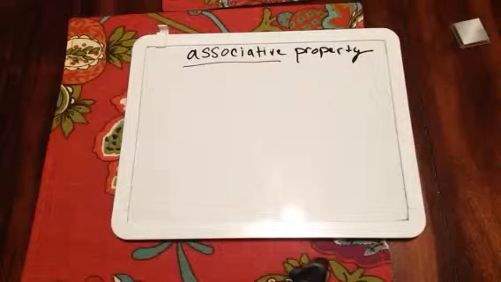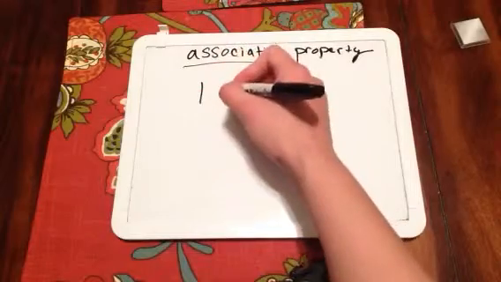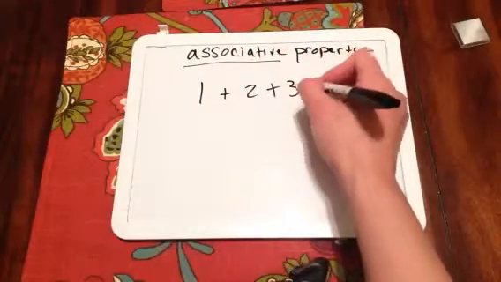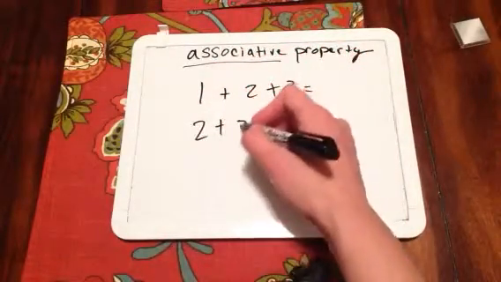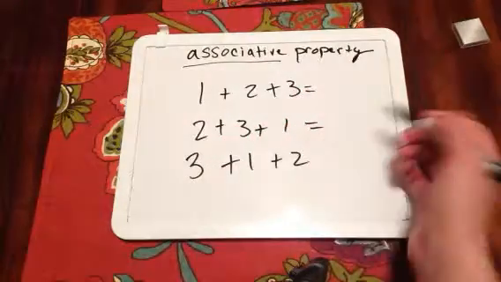So that's how we can sort of think about the associative property, and it doesn't really matter what order we do multiplication or addition, because it's going to be the same no matter what. So here's an example of associative property with addition, right? 1 plus 2 plus 3 is going to be the same as 2 plus 3 plus 1. It's going to be the same as 3 plus 1 plus 2, and so forth, okay?